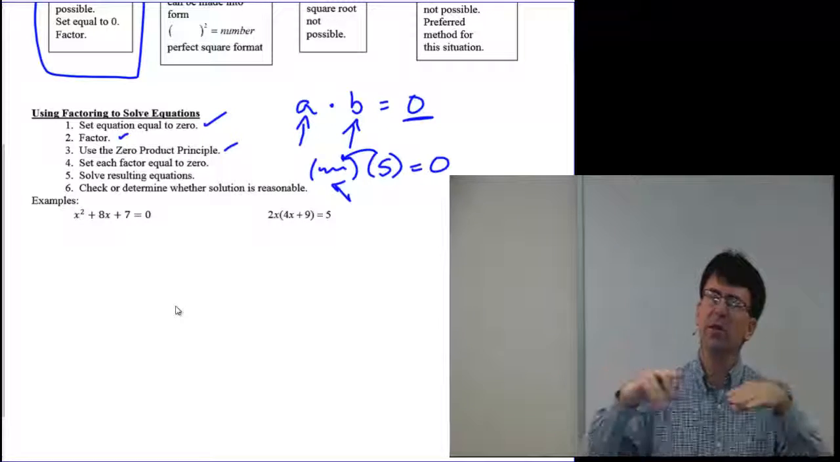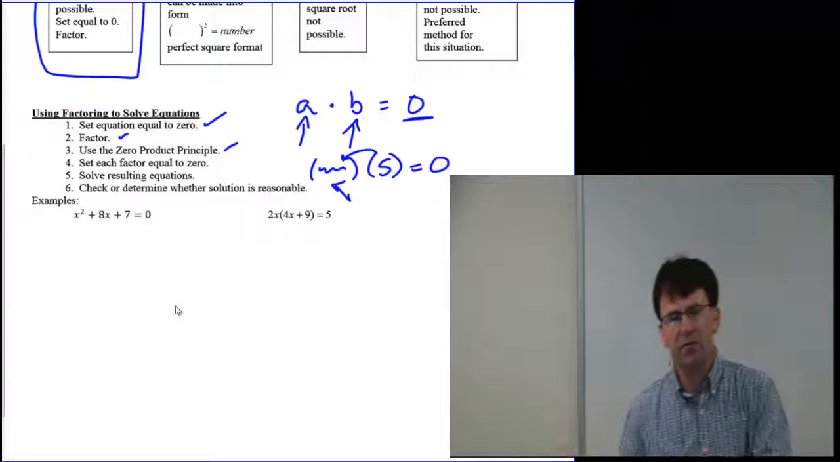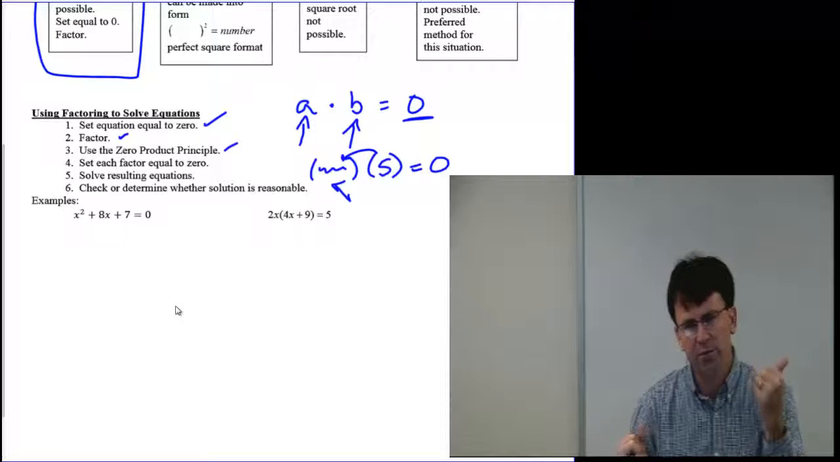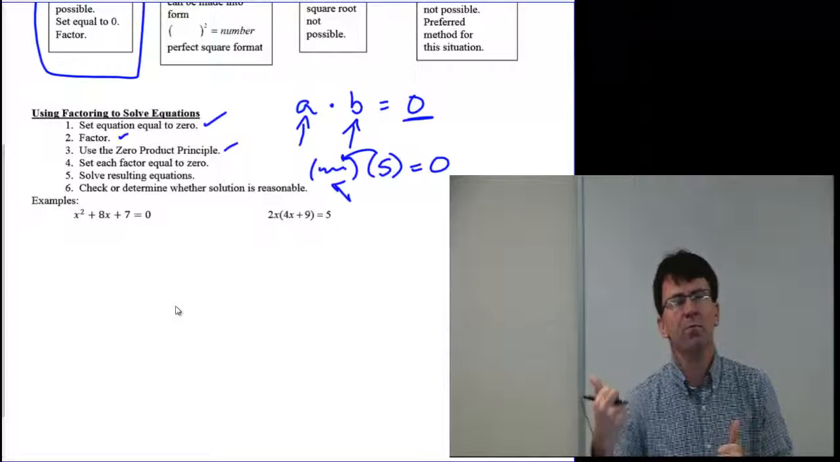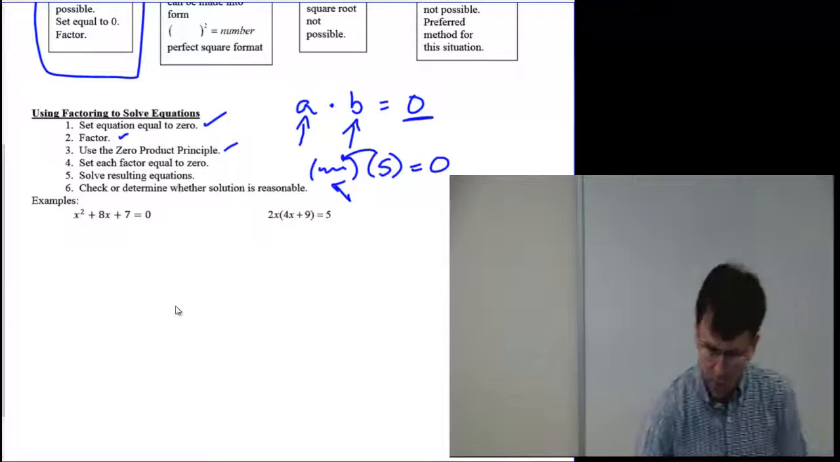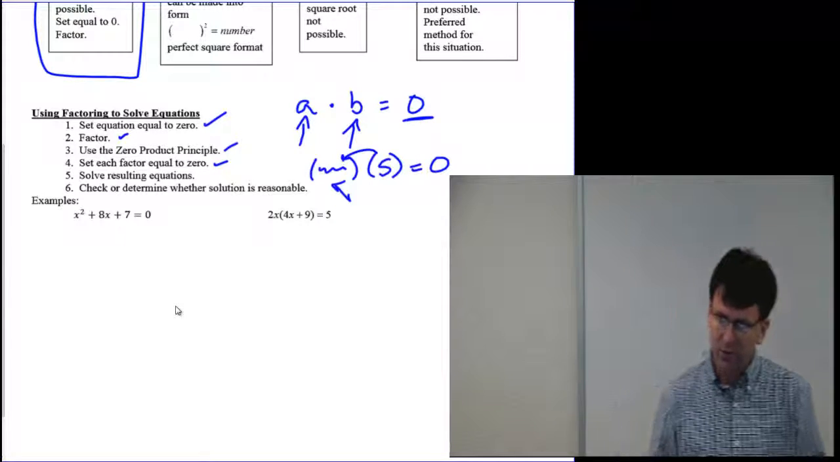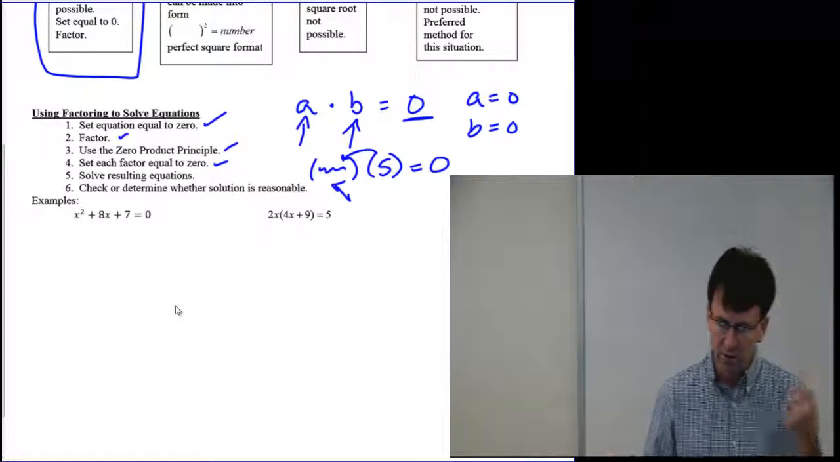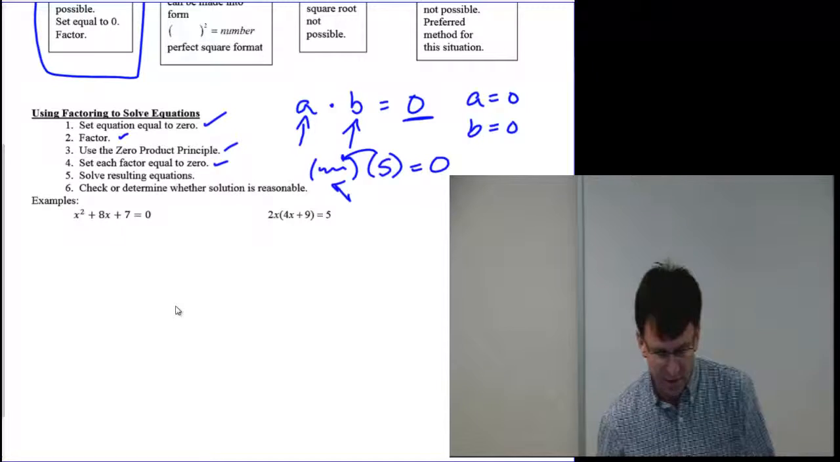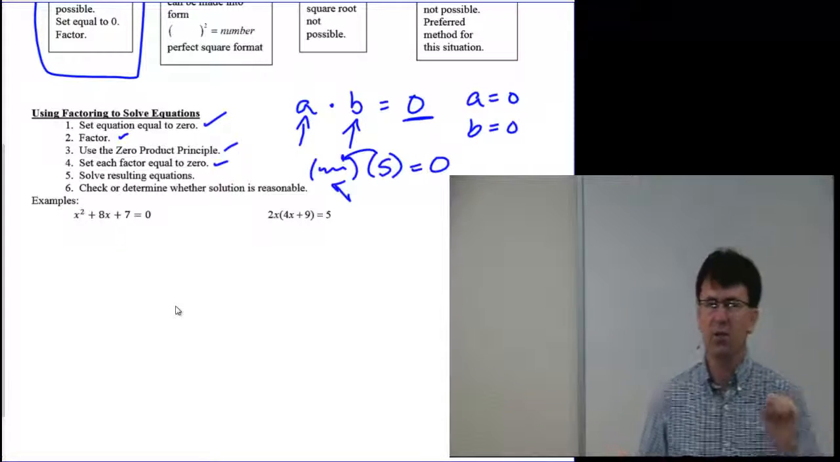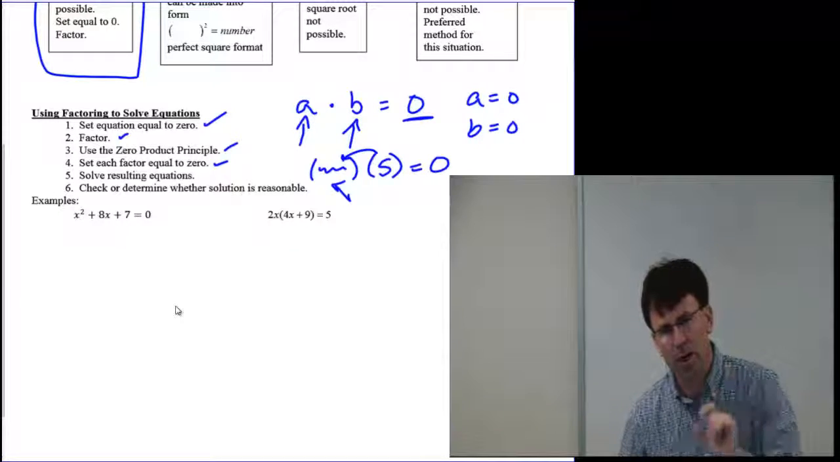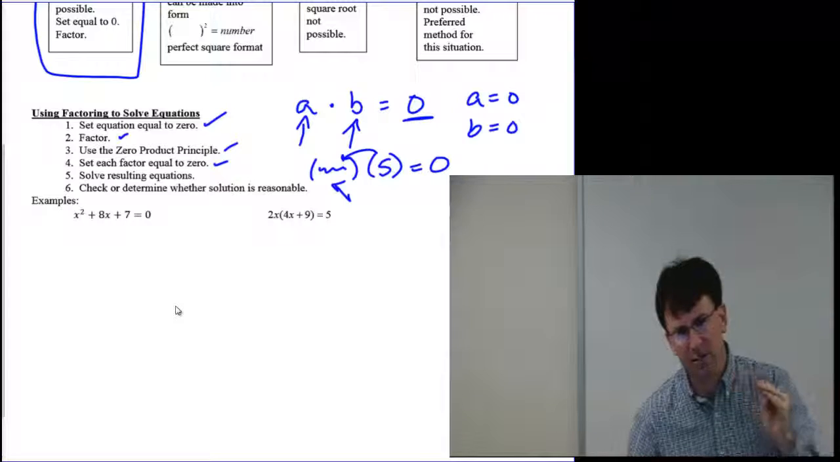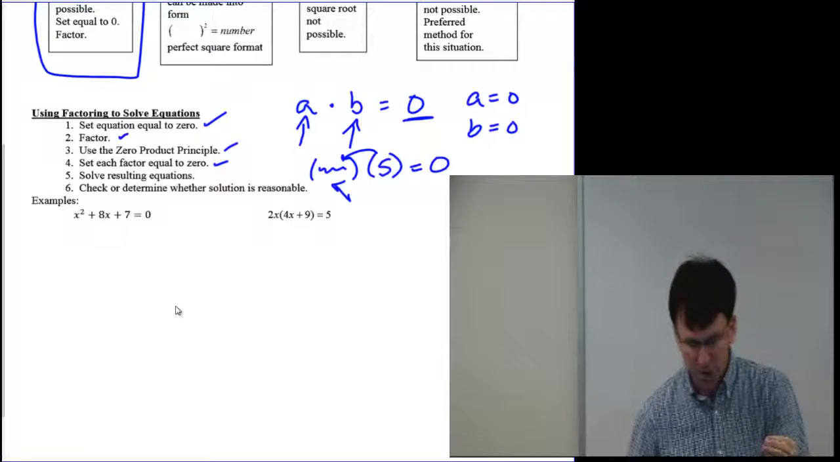If I can put something in factored form, factoring means I've put it in the form of something times another something that makes the 0. Once I know that, I use the zero product principle to take each of these factors and say, well then either A is the 0 or B is the 0. One of those has got to be the bad guy. Then we solve the resulting equations, which for quadratics will always be linear, and we use our basic linear techniques to finish the problem up.